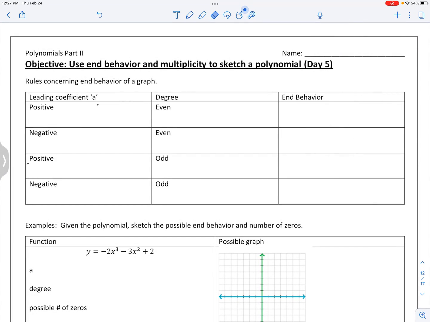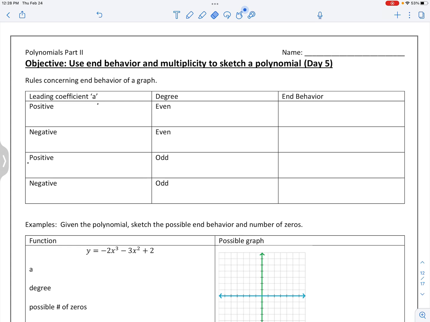Hello, math people. Today we're going to look at actually graphing a polynomial. So before we do that, I need to give you some information. A polynomial is written in the form of p of x, where p is just a polynomial in terms of x: a x to the n plus x to the n minus 1 plus x to the n minus 2, and that pattern would continue.